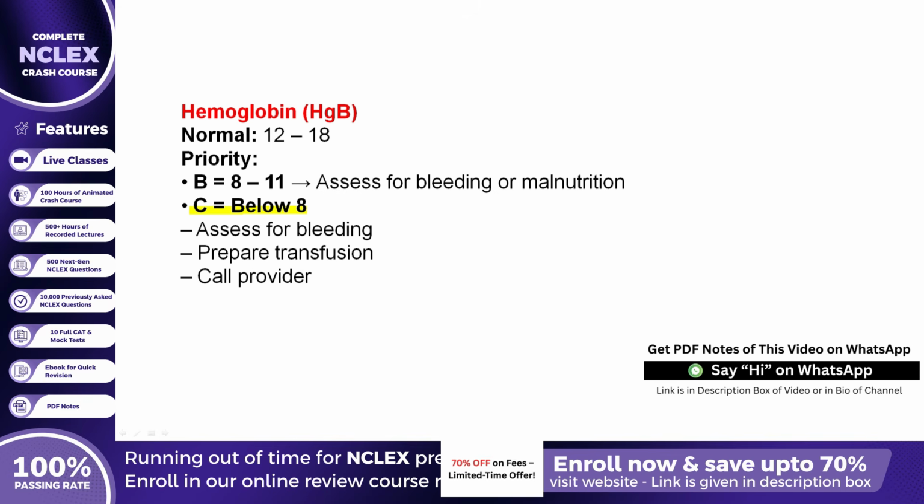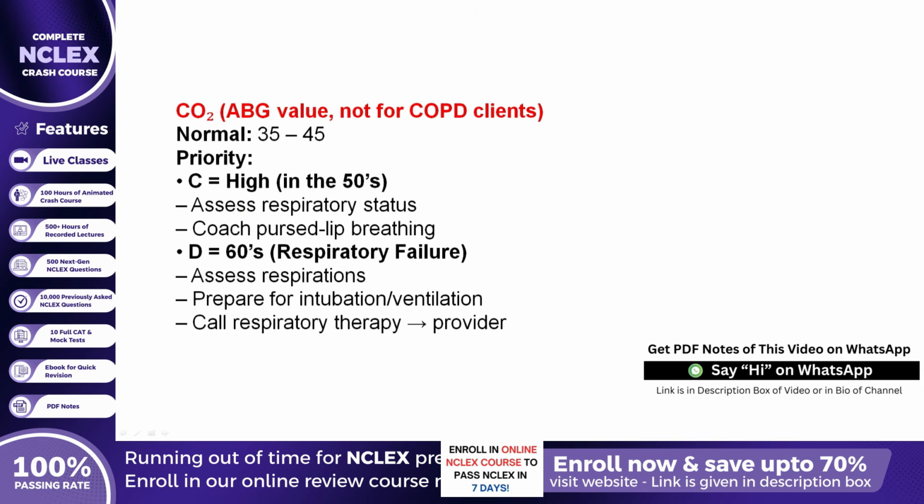When we think about priority, C represents a high carbon dioxide level in the 50s. So we first assess respiratory status, and then coach pursed lip breathing. If the carbon dioxide reaches the 60s, this represents respiratory failure and falls under priority D, so we assess respirations, prepare for intubation and ventilation, and call respiratory therapy followed by the provider.